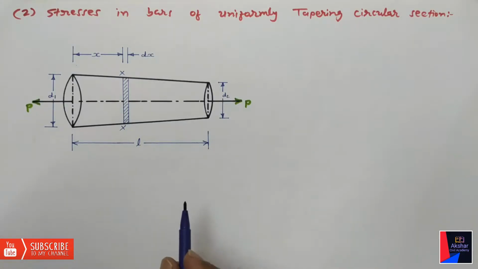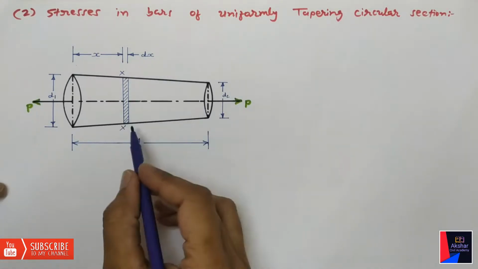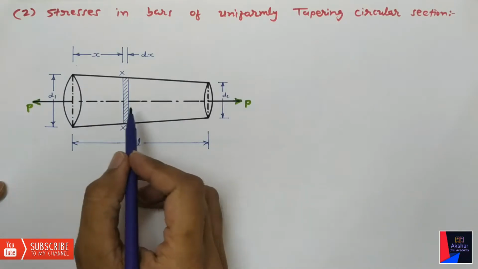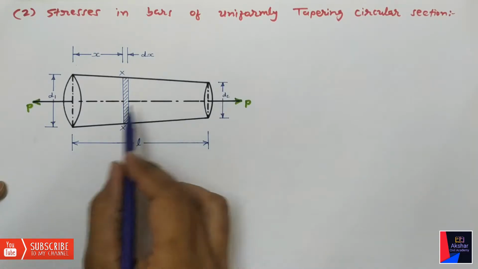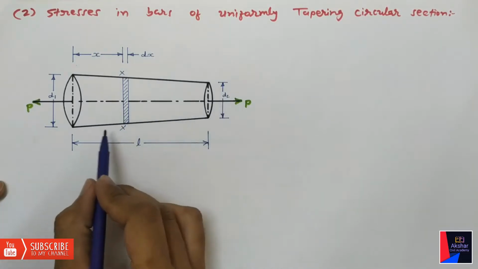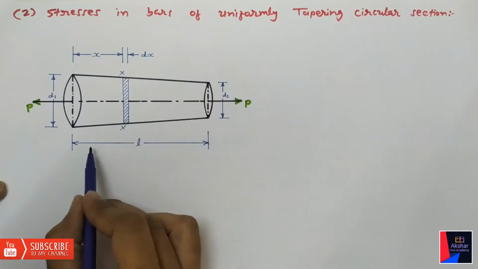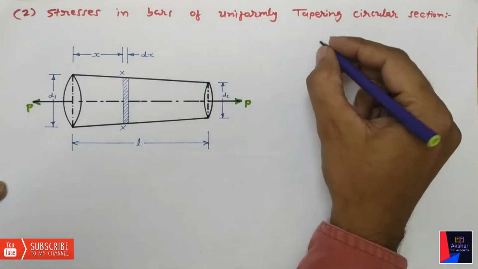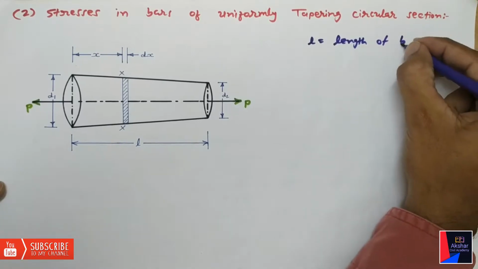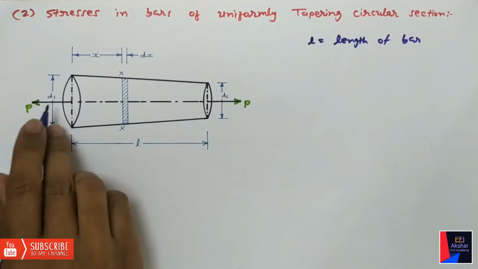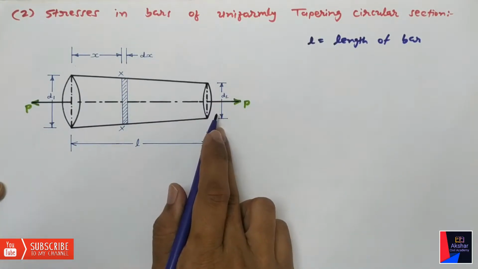Now let us derive the equation of deformation in the bar of uniformly tapering circular section. Here we have considered a circular bar of uniformly tapering circular section, as shown in this figure. We have taken the length of this tapering bar as L, the length of the bar. D1 is the bigger diameter and D2 is the smaller diameter at the other end.